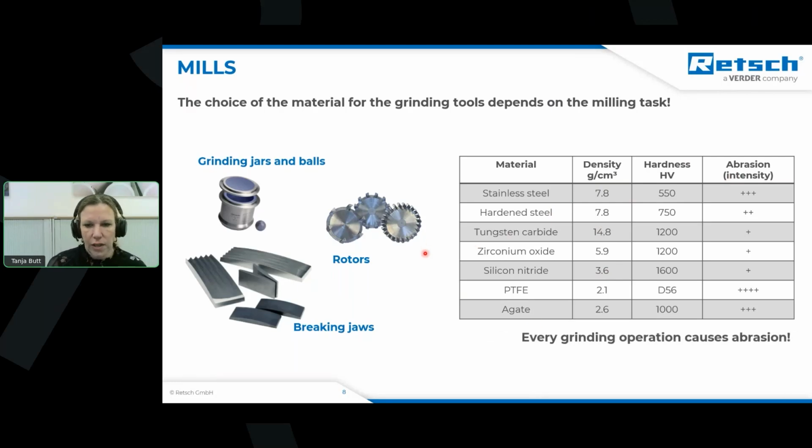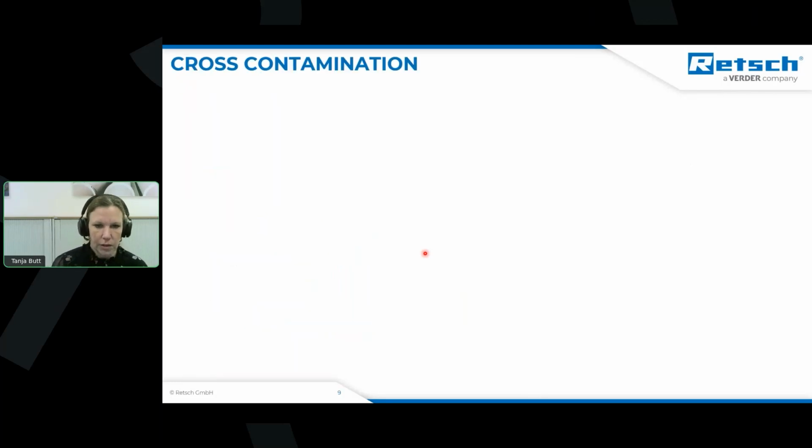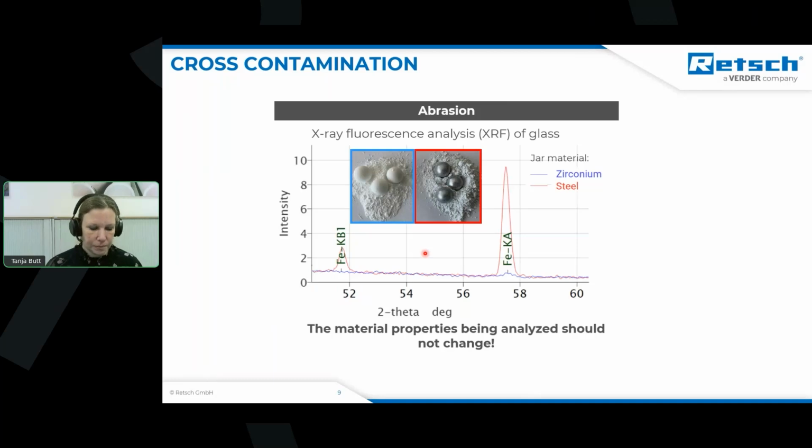And here, very important, every grinding operation causes abrasion. You cannot avoid it. If you work with stainless steel, you have some stainless steel abrasion. If you analyze for heavy metals or some iron in the sample, then maybe this is not the best material. You should go to zirconium oxide instead. This can also be seen in this slide over here, where we ground glass. One time with zirconium oxide tools, and the second one, the red one, with steel tools, and you see that it is a grayish color. You always see this discoloration.